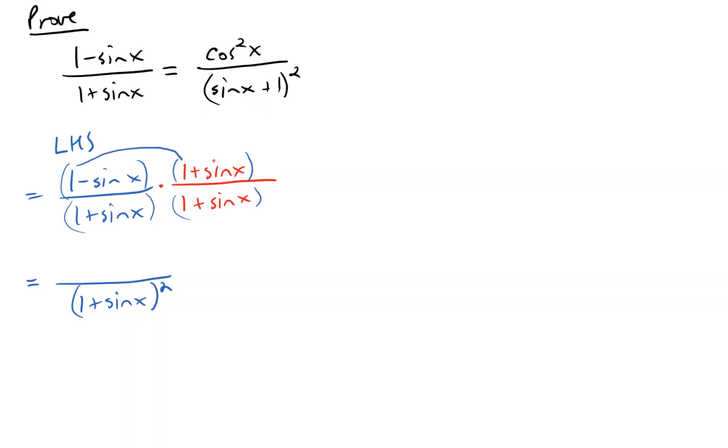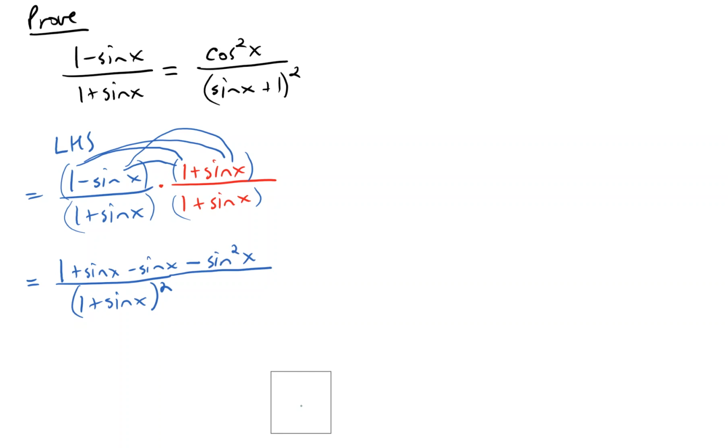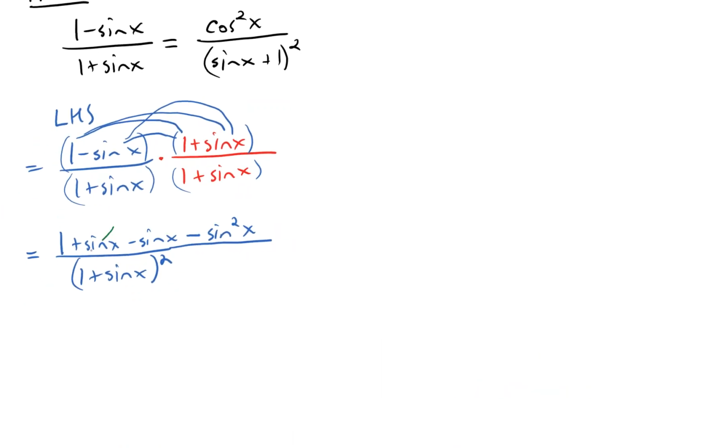On the top I will, and there's a hint because they're conjugates that I might want to try that. So I get 1 plus sine x minus sine x minus a negative times a positive is a negative sine squared x. And so the fascinating thing about conjugates is whenever you multiply them together, the middle terms always cancel. Okay? So the plus sine x and the minus sine x is 0.